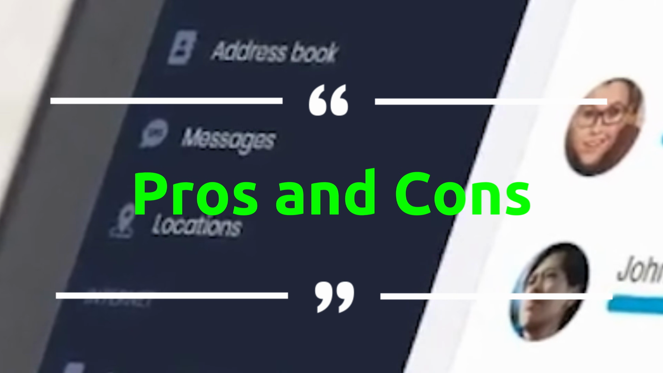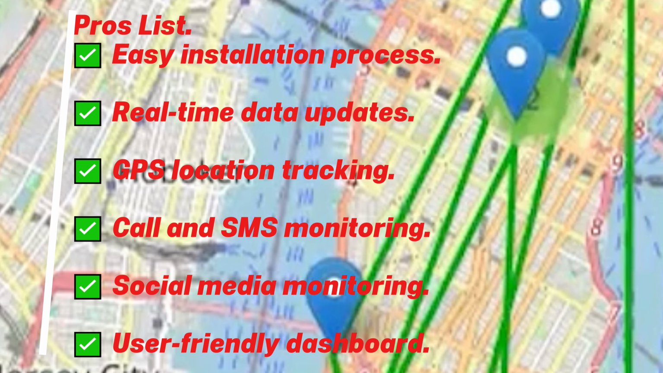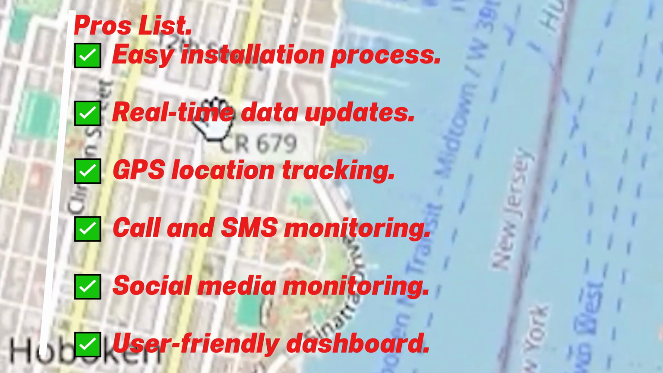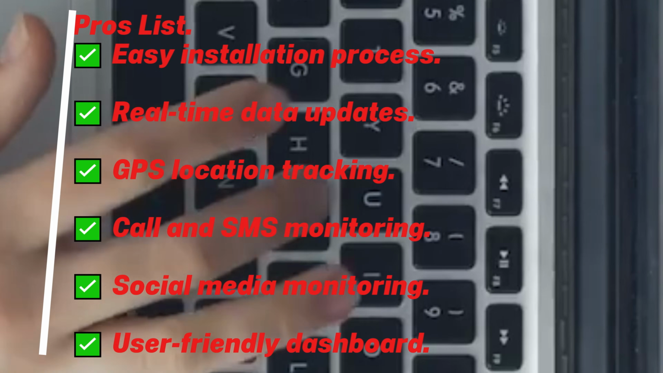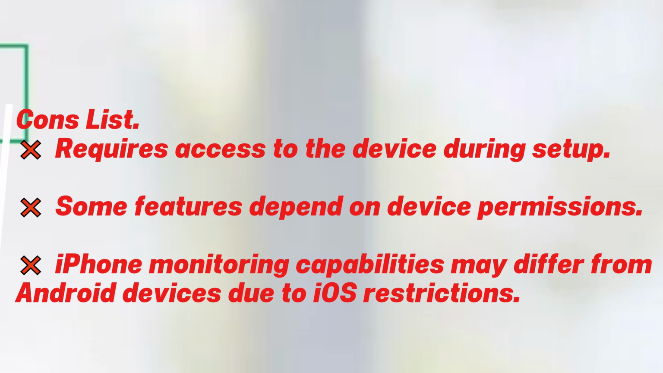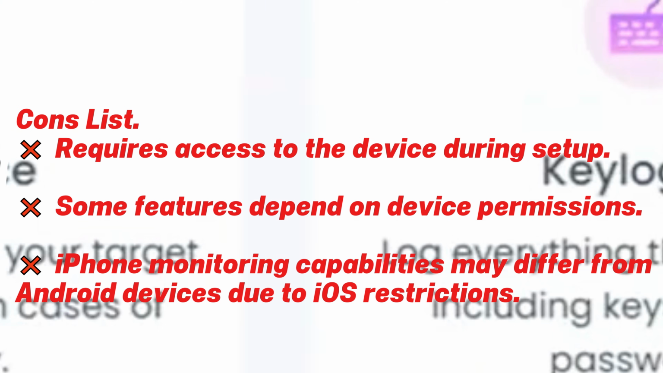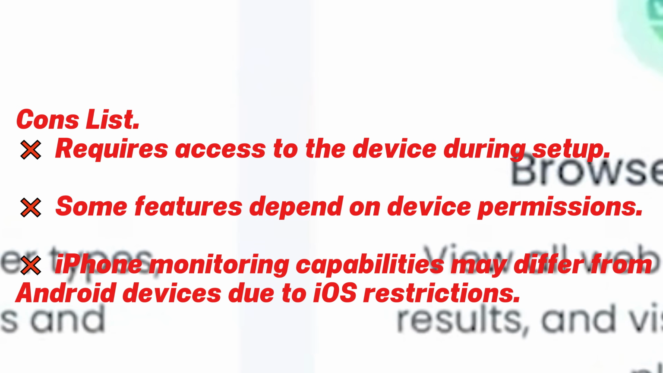Let's talk about pros and cons of uMobix. Pros list: easy installation process, real-time data updates, GPS location tracking, call and SMS monitoring, social media monitoring, user-friendly dashboard. Cons list: requires access to the device during setup. Some features depend on device permissions. iPhone monitoring capabilities may differ from Android devices due to iOS restrictions.